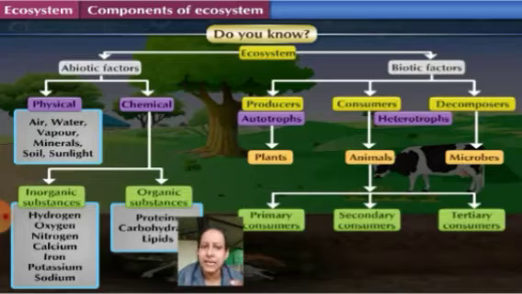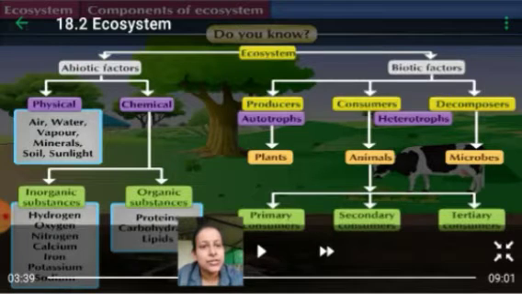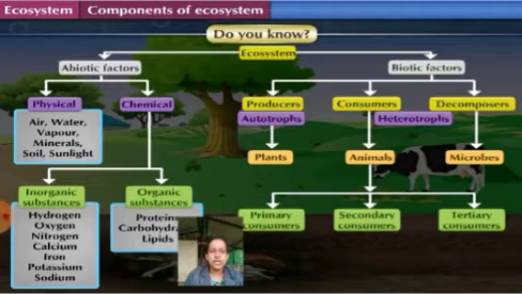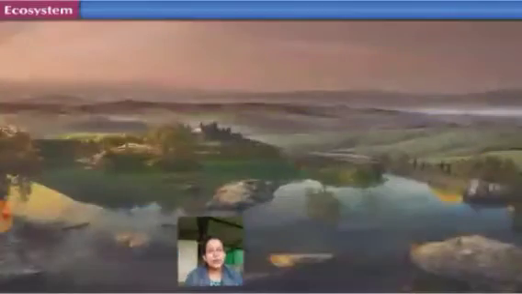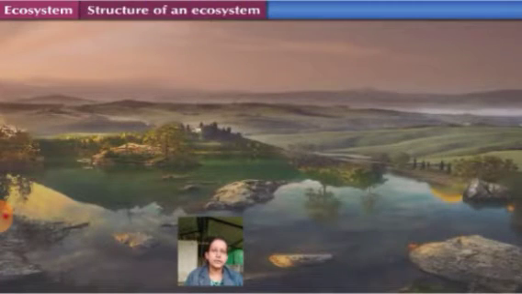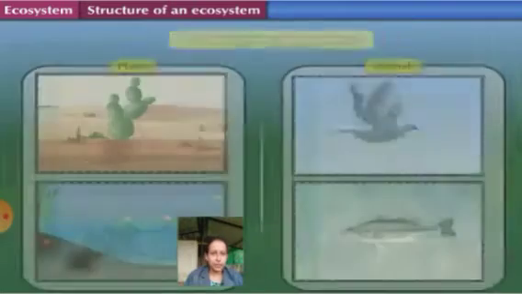Now that we have studied the components of the ecosystem, let us proceed with the next part of the lesson, that is the structure of the ecosystem. So how is the structure of the ecosystem? Let's study. Living organisms need different types of abiotic factors.